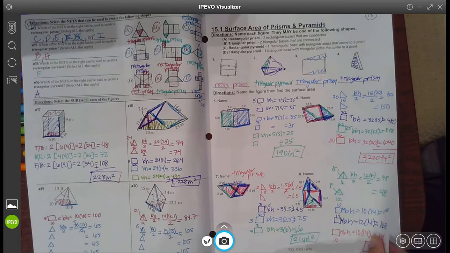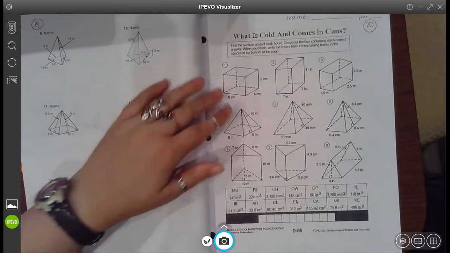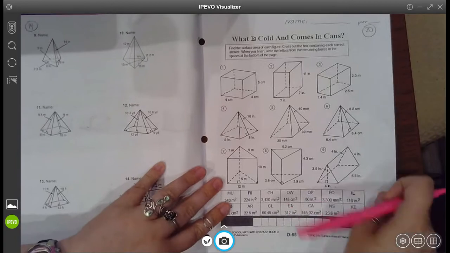All right, let's go ahead and try some more. And if you haven't tried any yourself first before we did them together, why don't you go ahead and do that now?